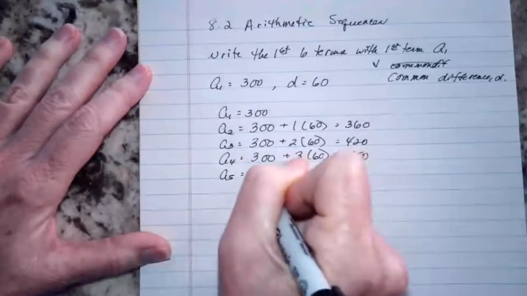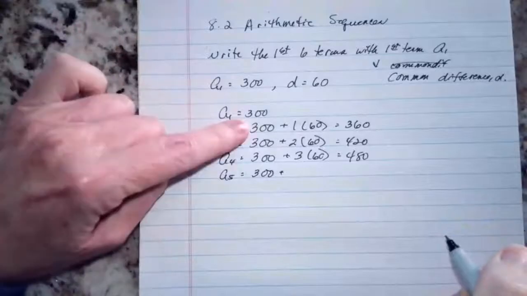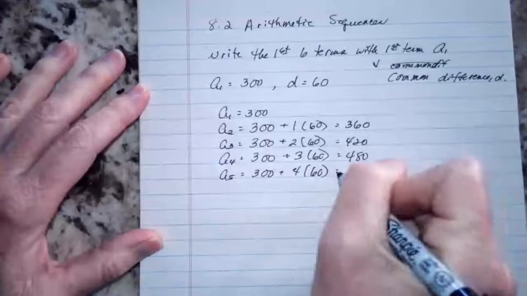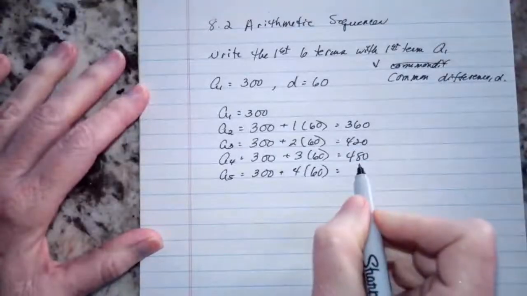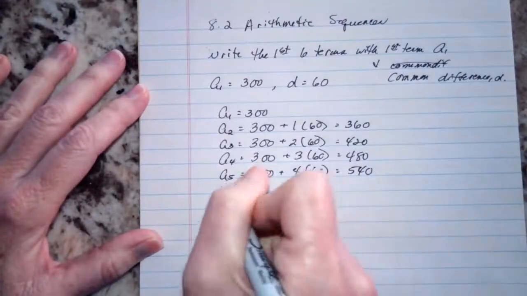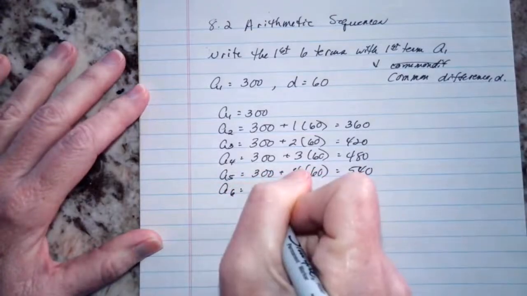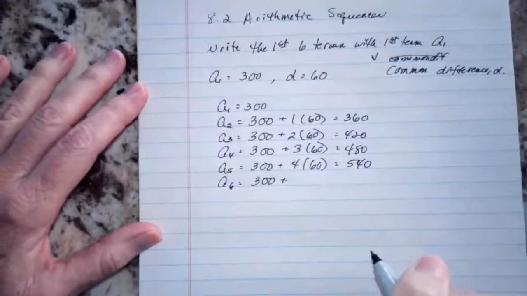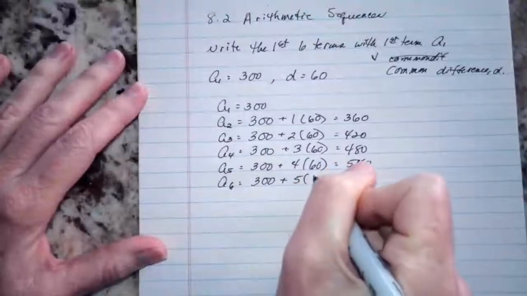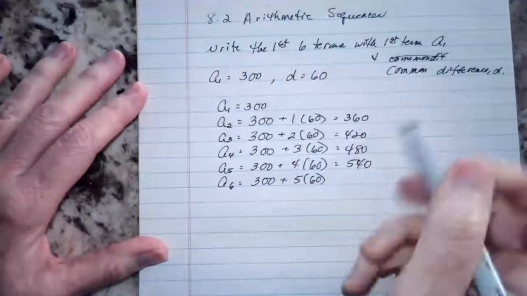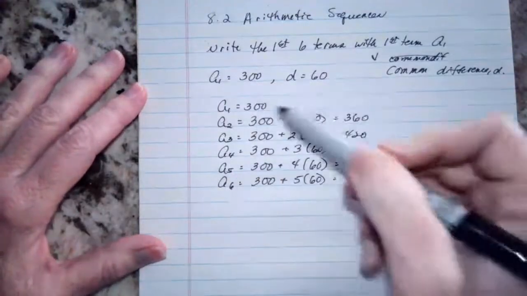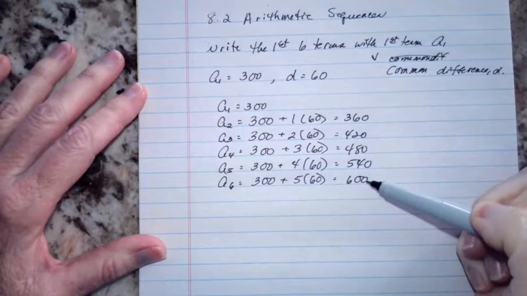A sub 5, start with that a sub 1, and then we're going to add, in this case, 4 times 60. So it's just 60 more than this one. This will be 540. And then a sub 6, again start with our initial number, our first term, and then we add in one more 60. So we get 600 there. So these are the answers, 300, 360, etc., through 600.